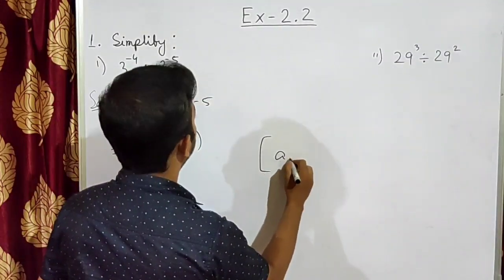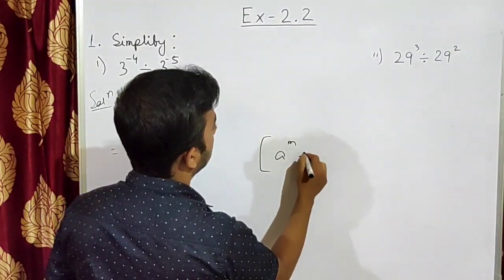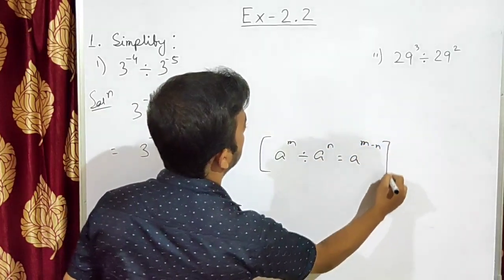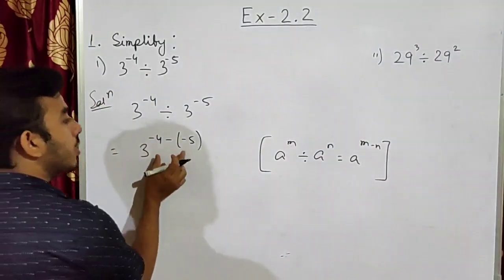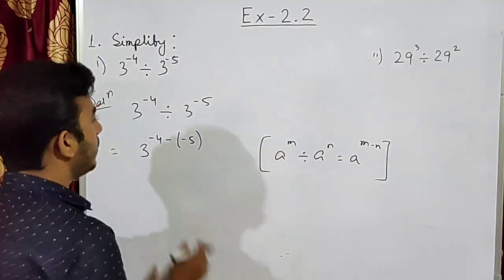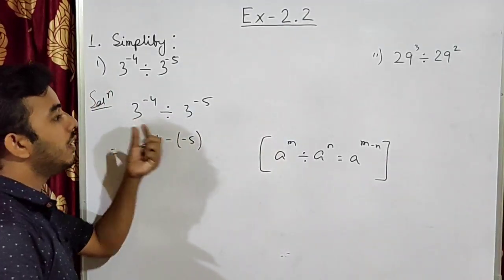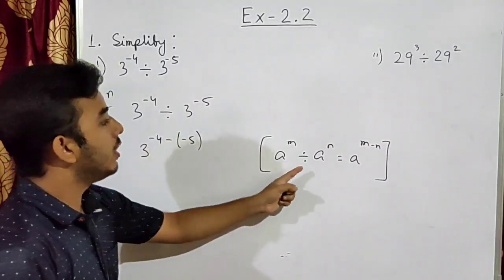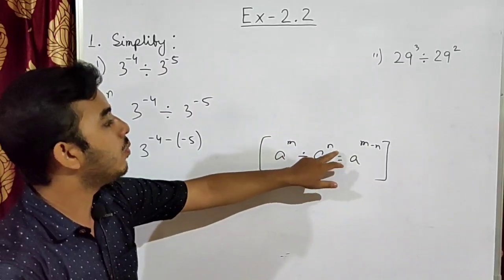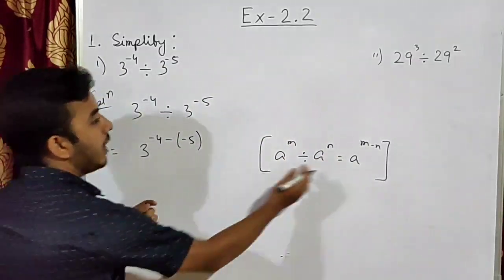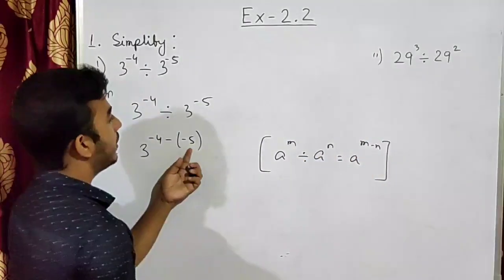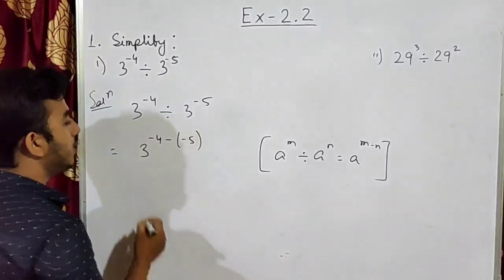law. a to the power m divided by a to the power n equals a to the power m minus n. We know this law, right? So we have just used this law and put in the values. In place of a we have 3, in place of m we have minus 4, this is divide, and in place of n we have minus 5. So we have written a is 3, m is minus 4, then this minus, then n is minus 5.